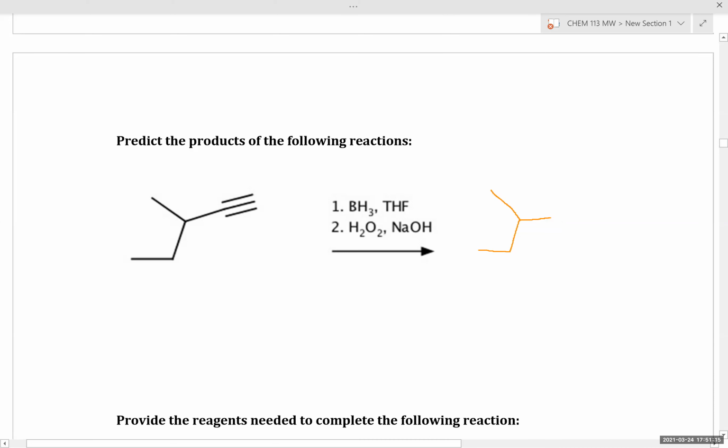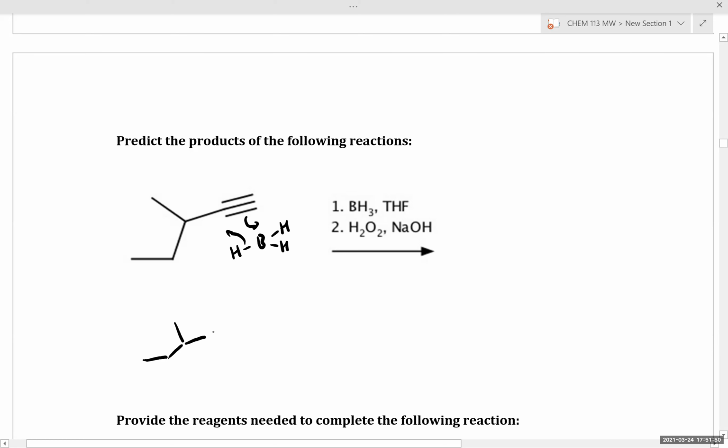So hydroboration oxidation favors oxidation at the least substituted position, which in turn converts our alkyne into an aldehyde. Yep, so this proposed structure looks completely reasonable. Let's talk a little bit about how we get this structure. Well, in hydroboration, addition of borane occurs to place the borane on the least substituted position. Boron is very sensitive to steric hindrance.